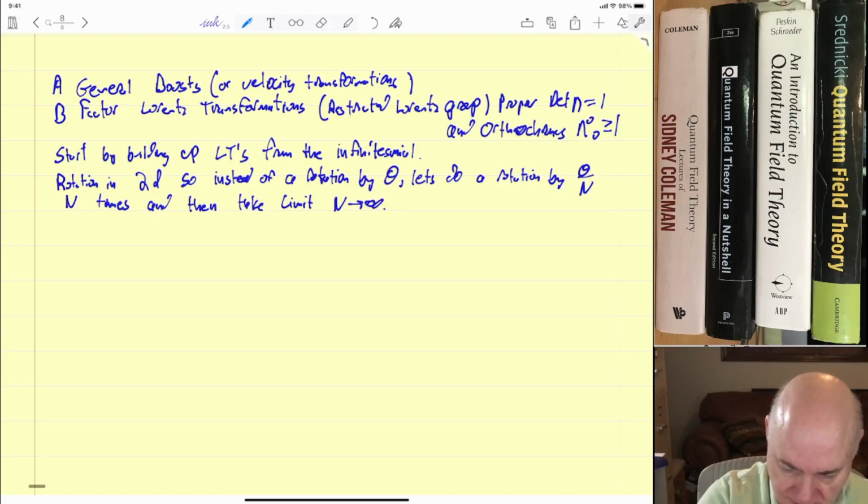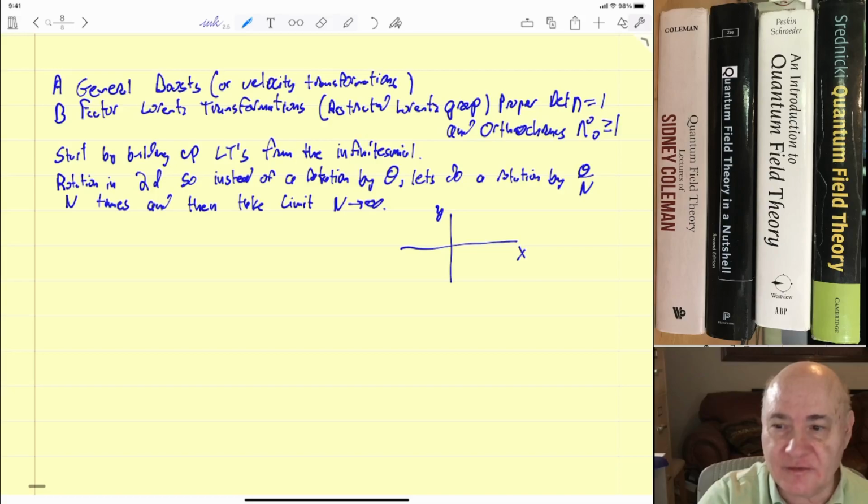So most of the time today I'll be working with active rotations. So let's say this is an x-axis and this is the y-axis. And we have a point here, and basically an infinitesimal rotation rotates it a little bit. So it goes from here to here. And this is an active rotation. I'm keeping one coordinate system, but I'm moving the system or the particle or whatever.